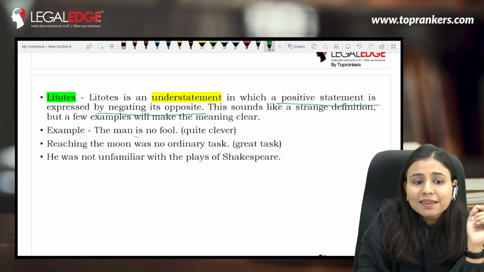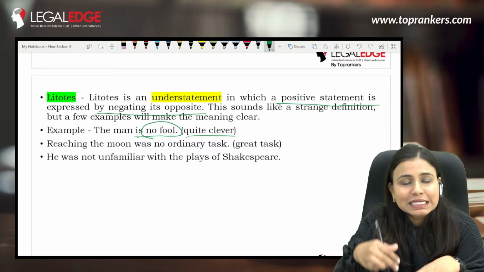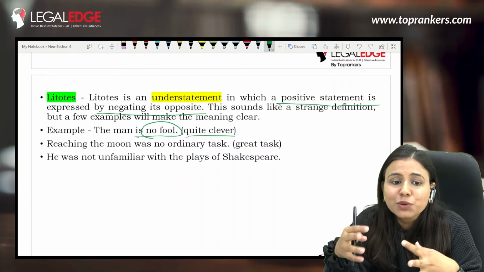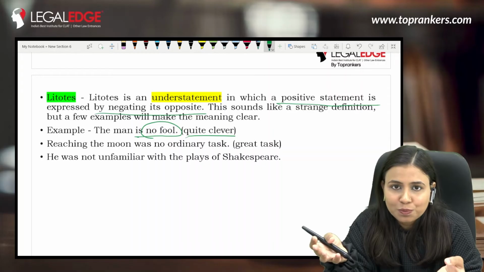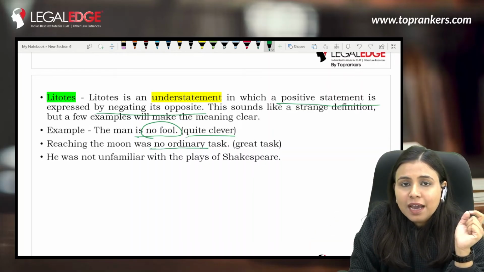The man is no fool. That means he is quite clever. So rather than saying the man is clever, we are using the man is no fool. Okay, reaching the moon was no ordinary task.